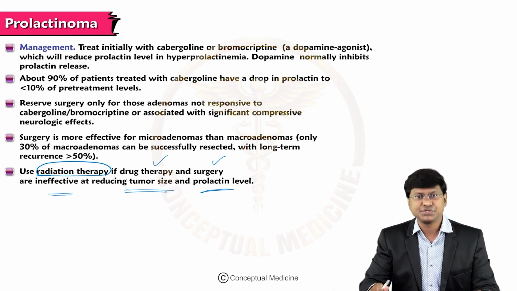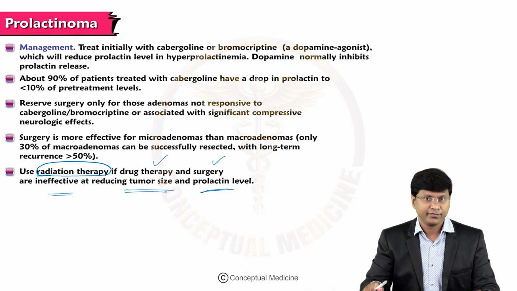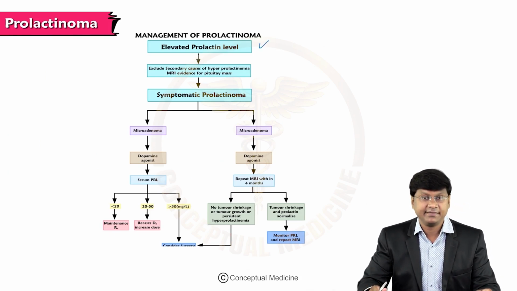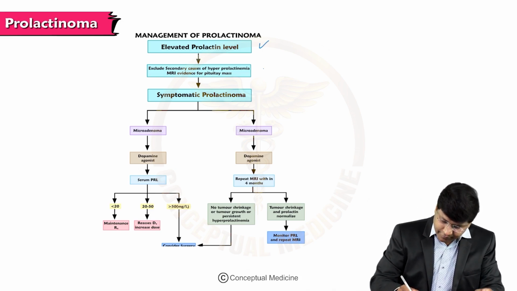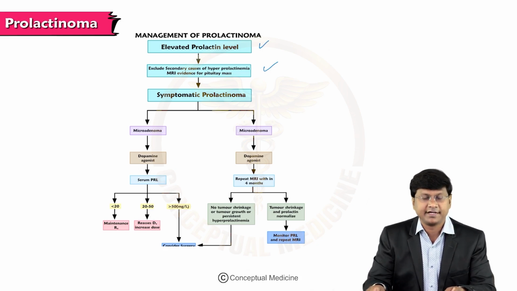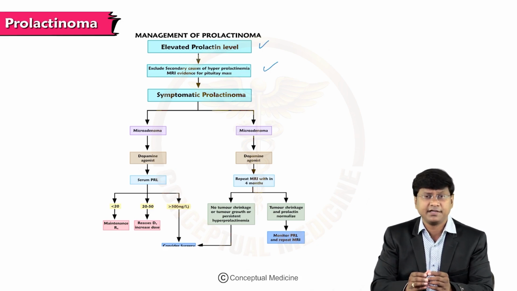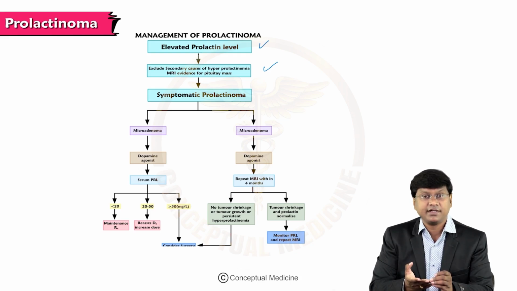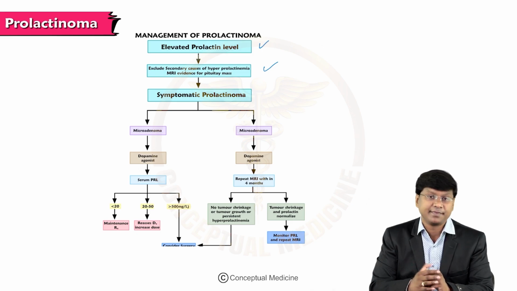So, I'll just teach you this particular management of prolactinoma in the form of a flowchart. If you find that there are elevated prolactin levels, you have to rule out the secondary causes of hyperprolactinemia, right? What are the secondary causes? You have physiological causes and pathological causes. Physiological causes like pregnancy, lactation, sleep, stress, chest wall stimulation. Pathological causes like tumors such as prolactinoma, systemic conditions like chronic renal failure and hypothyroidism. Drugs like cimetidine, metoclopramide, risperidone. And then we have endocrine conditions like primary hypothyroidism.